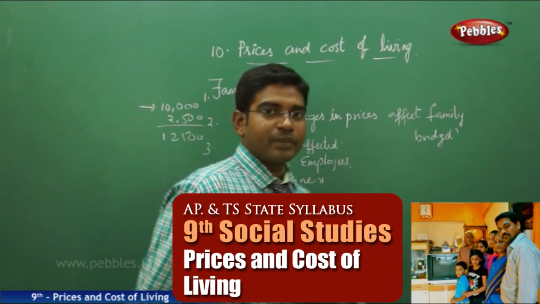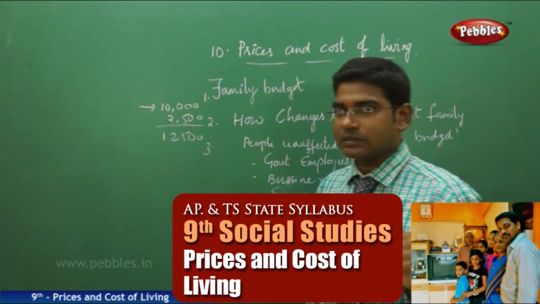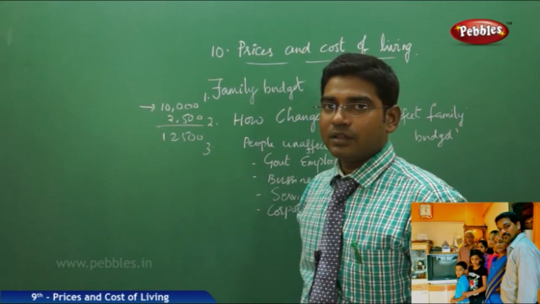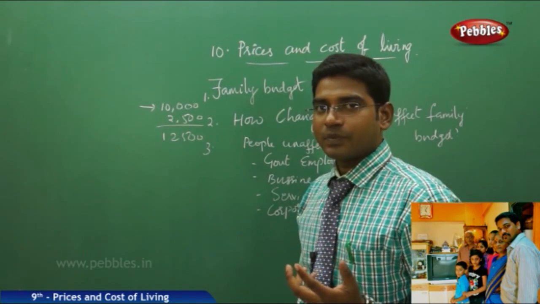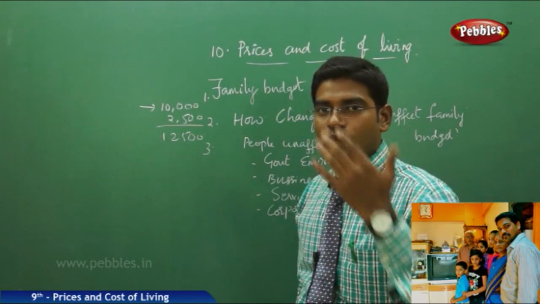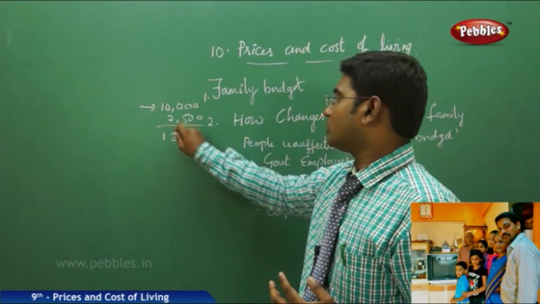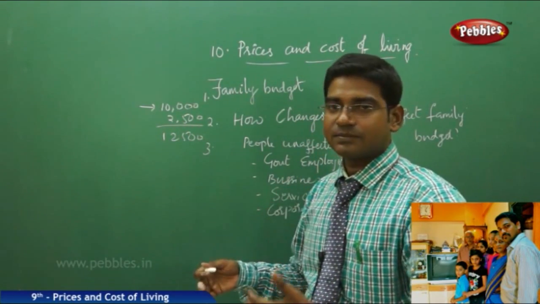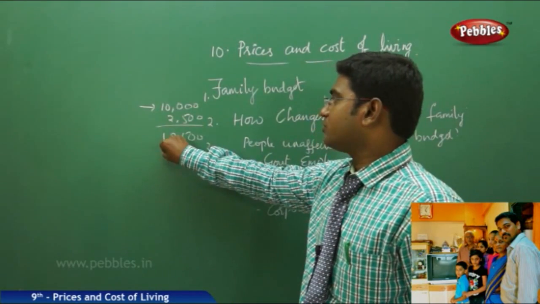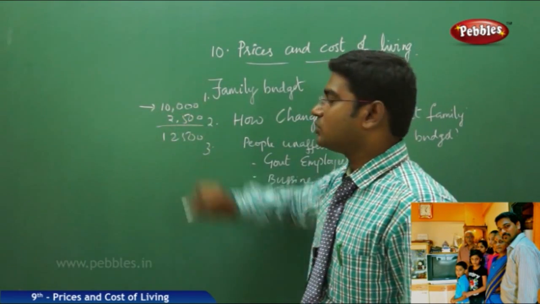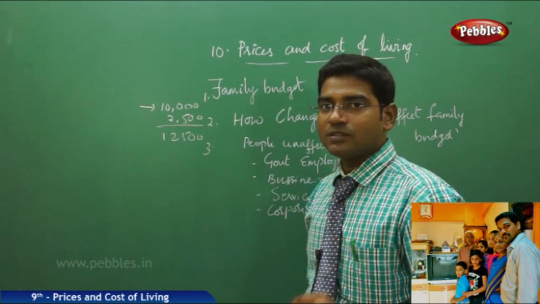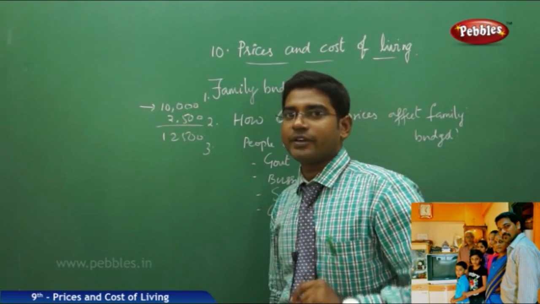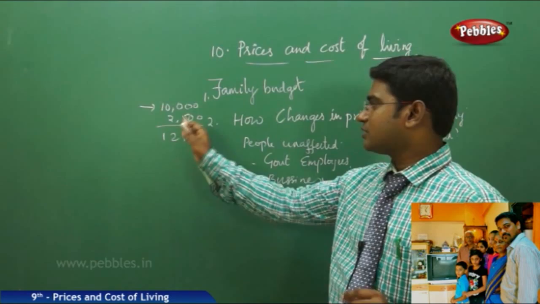For example, if a family earns 10,000 rupees and the entire expenditure they spend in the whole month is 12,500 rupees, then the deficit is 12,500 minus 10,000, which is 2,500 rupees, which means they are borrowing 2,500 rupees. This is just an example.